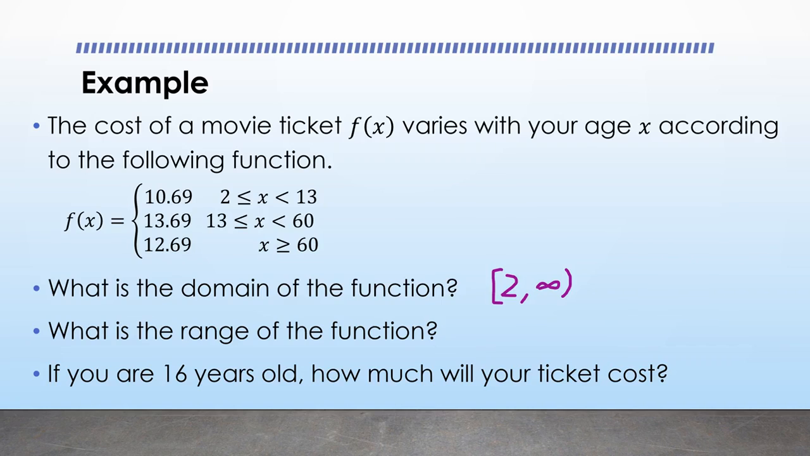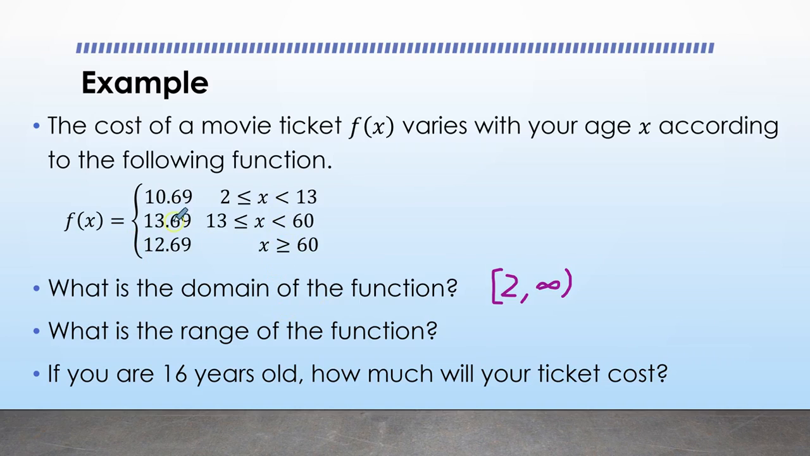Now the range of this function is going to be a little strange because usually we have lots of numbers, in fact like an infinite number of numbers. Usually we're saying everything bigger than 2 or everything between 5 and 13. But in this case I actually only have 3 very specific numbers I can get from my range. I can get 10.69, 13.69, and 12.69 depending on the age of the person buying the ticket.